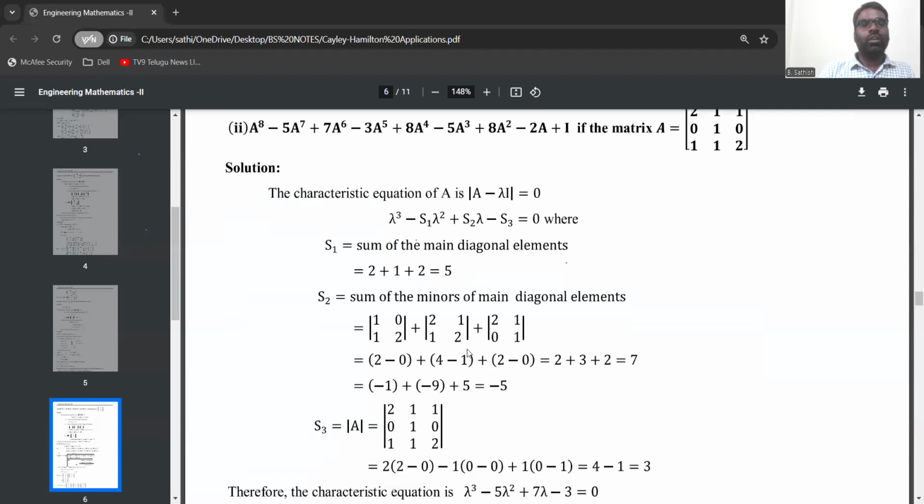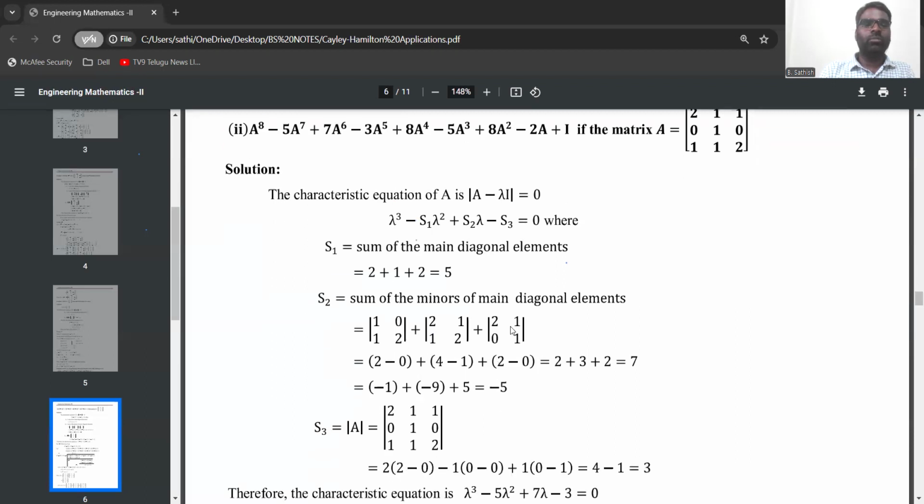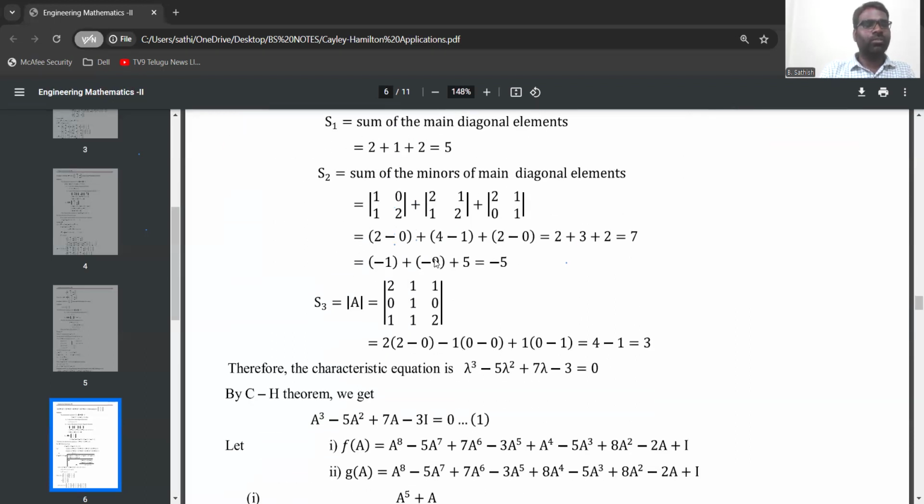S2 is the sum of the minors of the main diagonal elements. From the given matrix, removing the first row and first column, we get the first element's minor: 1 0 1 2. The second element's minor, removing this column and row, gives 2 1 1 2. The third element's minor, removing the last row and last column, gives 2 1 0 1. So these are the three minors from the above matrix.